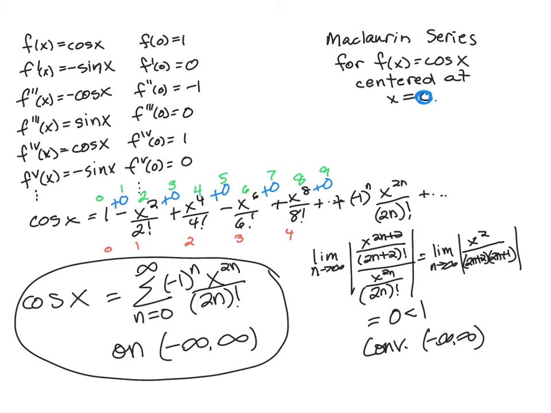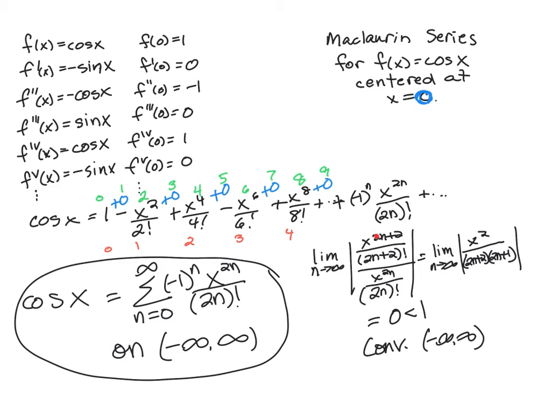Now, you always have to check your interval of convergence. So we take the x^(2n) over (2n) factorial, and we do the ratio test. We almost always do the ratio test. And remember, the ratio test says that your series converges if your limit is less than 1, not less than or equal to, less than 1. So we do our deal.